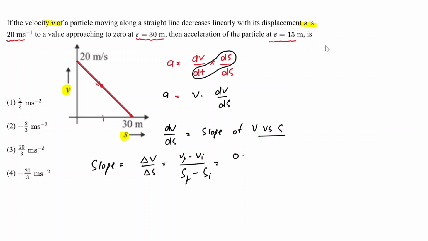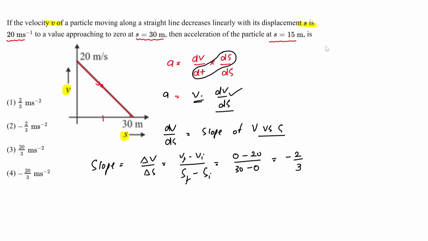Final velocity is 0, initial was 20 meter per second, final displacement is 30 and initial was 0. So the slope we have is minus 2 over 3 per second. Meter per second divided by meter, so the unit of the slope will be per second. So this is del v by del s. Now we have got this part, that is done.